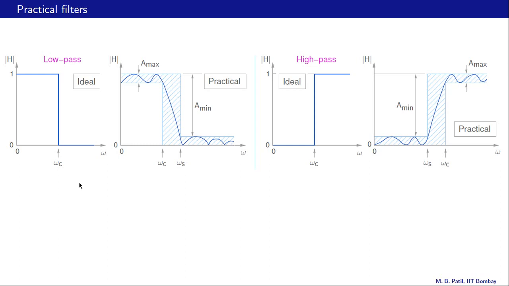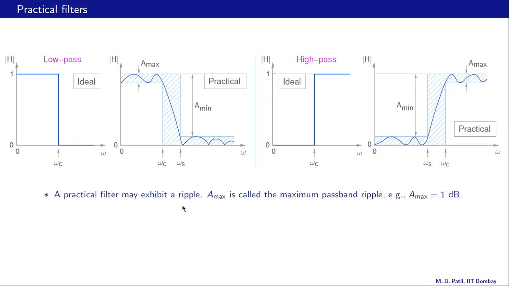Let us get familiar with some definitions now. Here is the ideal low pass filter response, and here is what we would get in practice. Here is the ideal high pass filter response, and here is what we would get in practice. A practical filter may exhibit a ripple like this one. Here we have a flat response, but here the transfer function magnitude is varying with frequency. That is called a ripple.